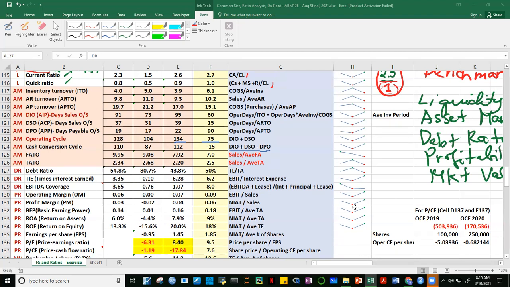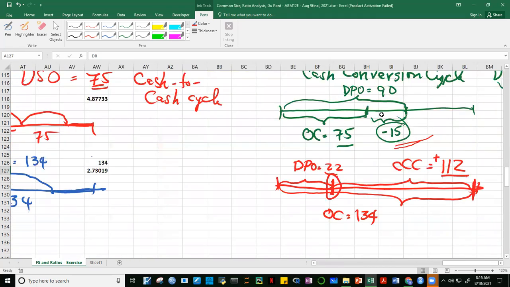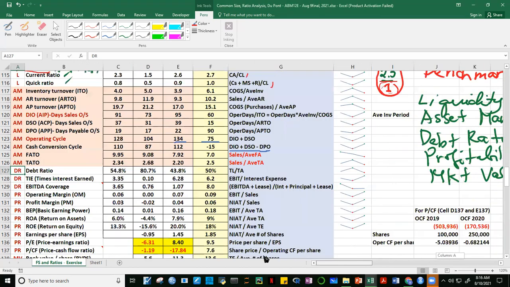Okay, so again, back to our formula here. Kasi di ba tingnan natin si cash conversion cycle, ba? It's operating cycle minus DPO. So we're looking at both, no? Collections and payment. Okay? All right. Thank you for your question, Roy.